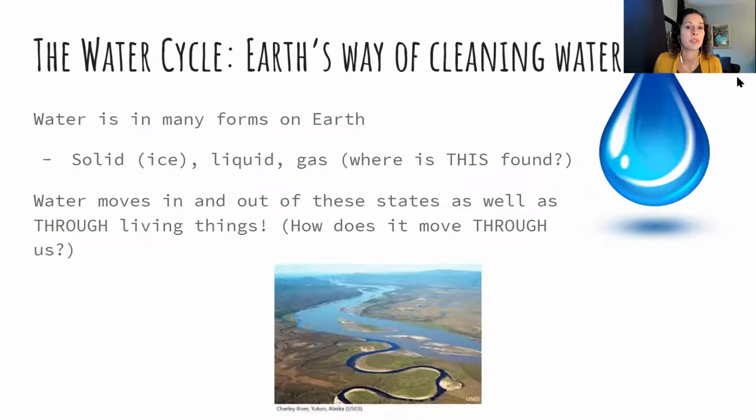Water is in many forms on the Earth. It's solid and ice, liquid, gas. Where is this found? Yes, you're right. You can see the gas rising off of lakes and streams in the early morning when you can see that water evaporating. It's also on a steamy day or in fog, there's water suspended in the air. Water moves in and out of these states as well as through living things. How does water move through us?